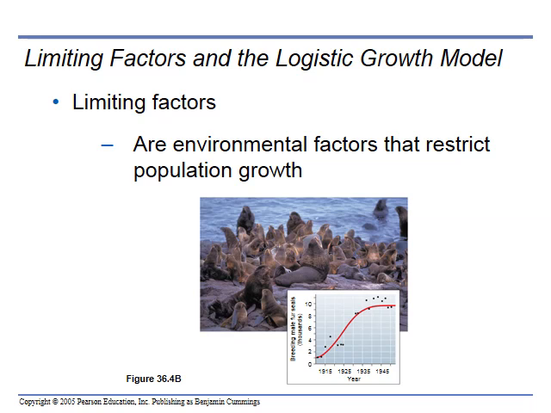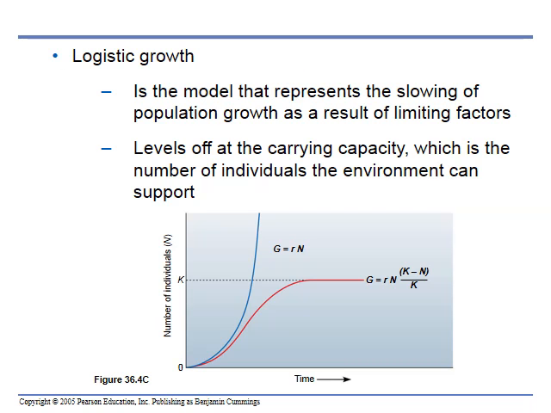Okay. Then there are limiting factors, like space, resources, predation. There's things that are going to limit the ability of a population to grow. You usually cannot grow indefinitely. Okay. So when we talk about these, we're going to have this logistic growth. First of all, the model that represents the slowing of a population growth as a result of some kind of limiting factor levels off at the carrying capacity, which is the number of individuals the environment can support.